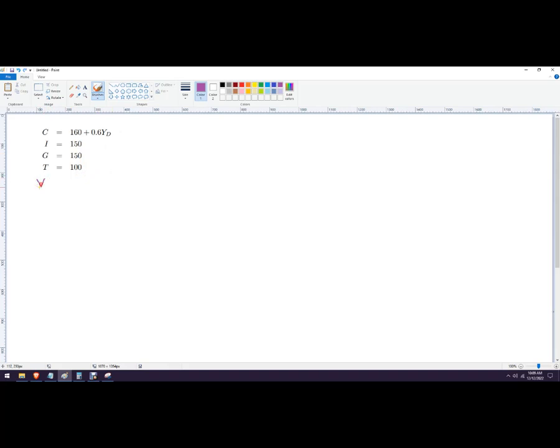And so the formula is, for Y, it could be set as aggregate expenditures, either one. We're just solving for Y, so it'd be C plus I plus G. Okay, so let's rewrite that up here using some of these numbers. So it's Y equals 160, because we're plugging in this function right here, plus 0.6.